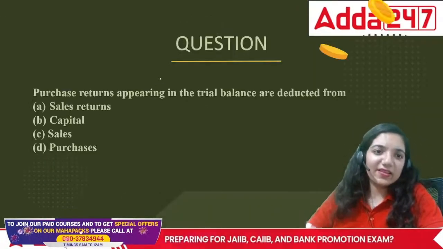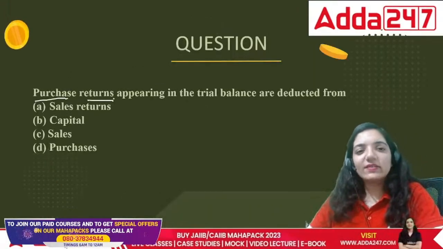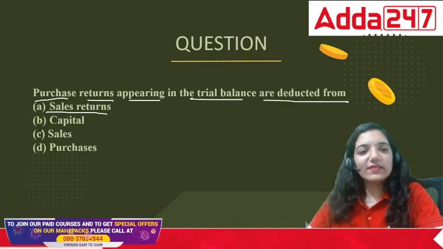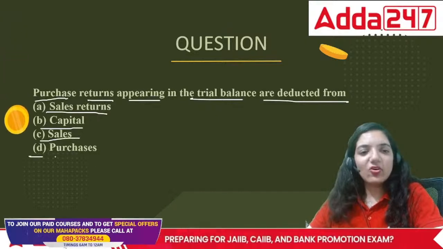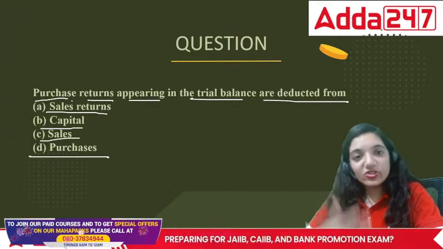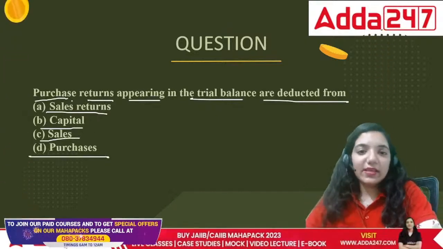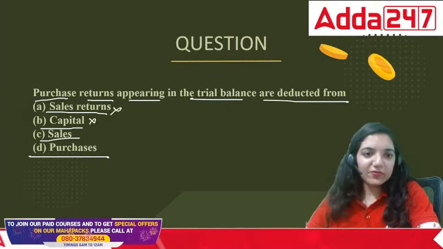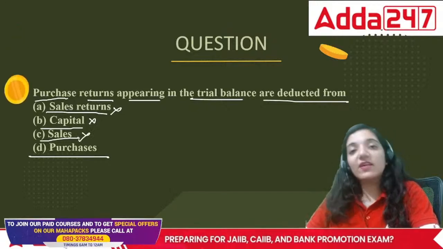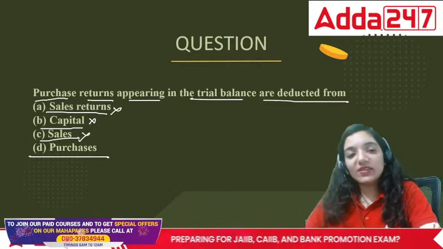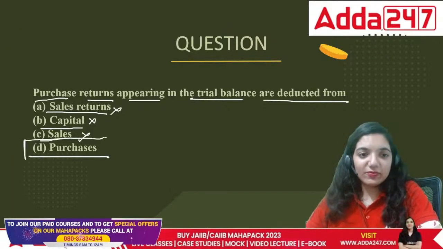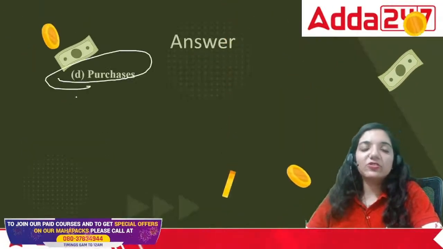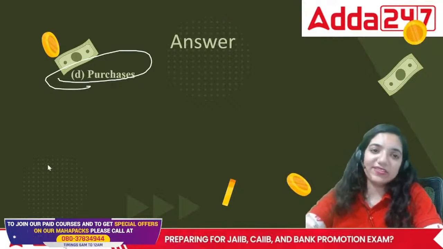Now let's look at the next point. The purchase return appearing in the trial balance are deducted from sales return, capital, sales, or purchases. The purchases which are returned are not a part of sales return, not a part of capital, not even sales, because we are purchasing and returning something. It has to be considered from the area of purchase return, so it should be reduced from the area of purchases.